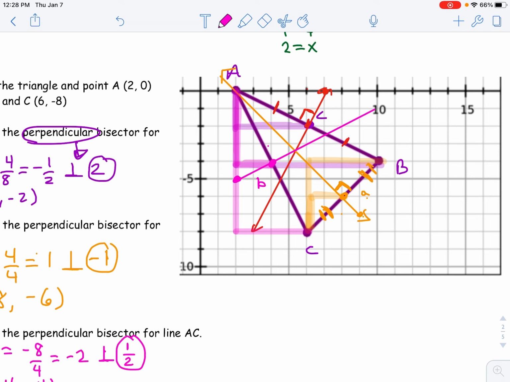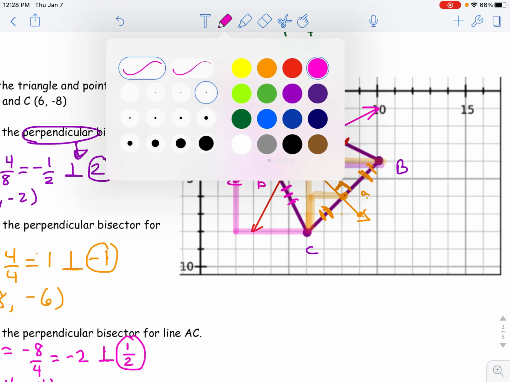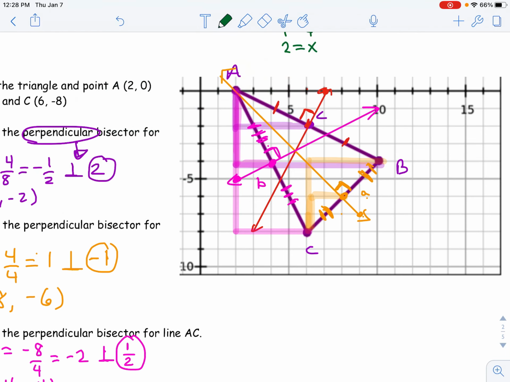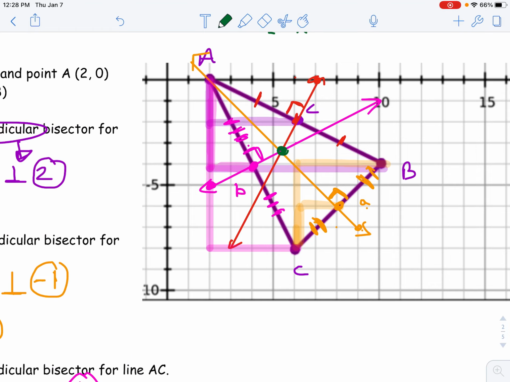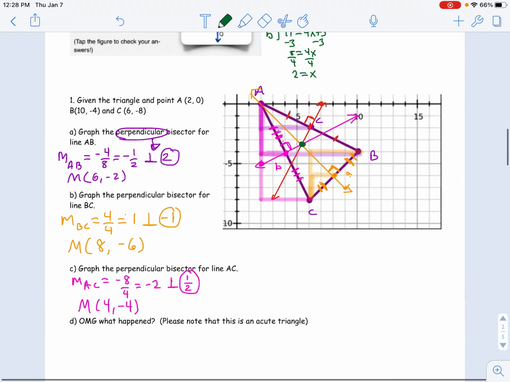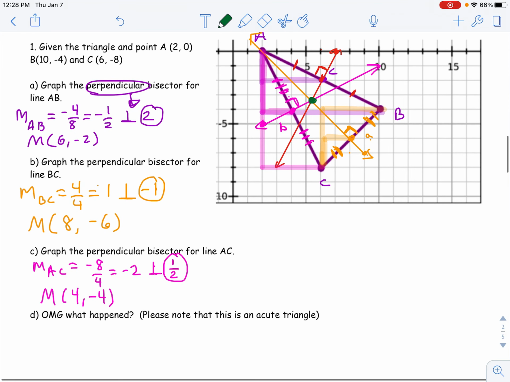But oh my gosh, watch, something spooky is going to... Wow, this is actually kind of weird. Notice that all my perpendicular bisectors intersect at one point. Wow, I am truly spooked out right now. What are the chances they would all intersect right here at the same point? Huh, that's kind of weird.